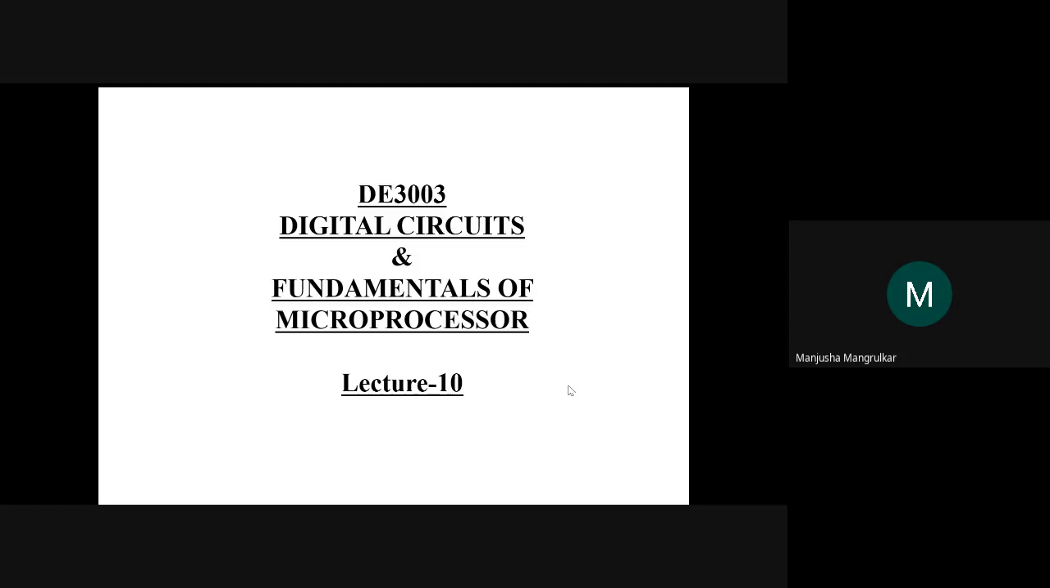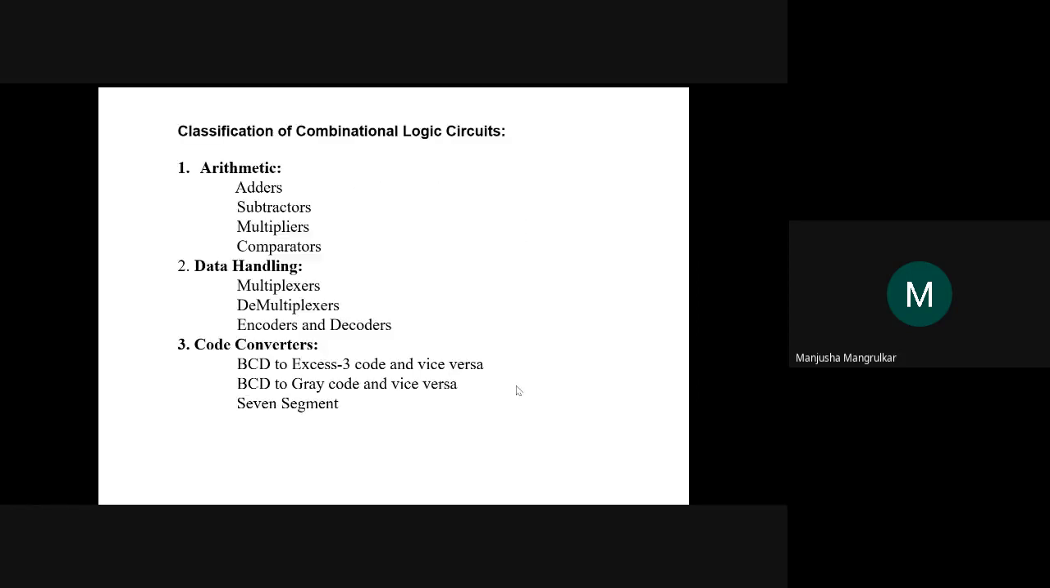This is our 10th lecture of digital circuit and fundamental of microprocessor. We have started the combinational circuit, logic circuit, and last lecture we have seen the arithmetic. Now in this lecture we are going to see the data handling, how we will handle the data in digital circuit. That is the multiplexer and demultiplexer. It is also called as mux and demux.